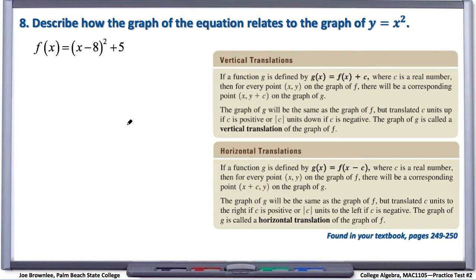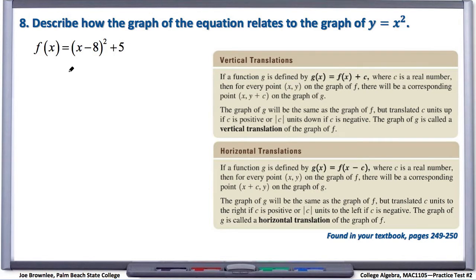All right, number 8, describe how the graph of the equation relates to the graph of y equals x squared. And we know at this point that y equals x squared is a parabola that opens up with its vertex at the origin (0, 0). And we've been given f of x equals quantity x minus 8 squared plus 5.